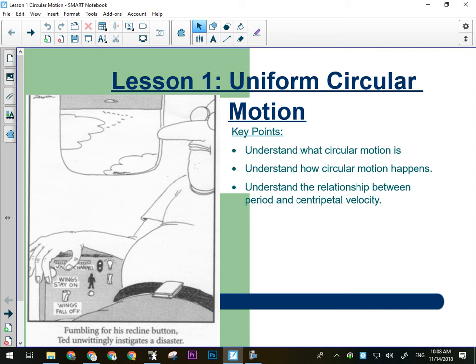And that net force is always directed the same way. Even though the velocity is always changing, the acceleration and the net force always have the same direction. That direction is where? In, towards the center of the circle.